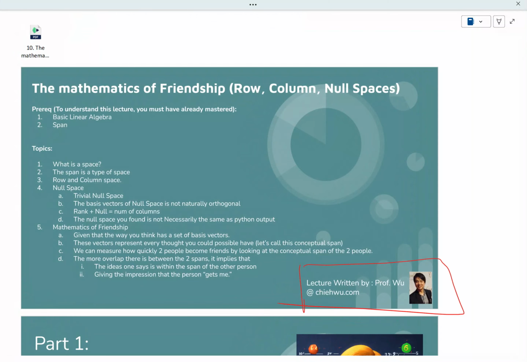Today we're going to continue with previous ideas that we've learned, and we're going to learn the mathematics of friendship, which links to the idea of spaces, such as row, column space, and null spaces. This will make sense later why they can all be linked together.